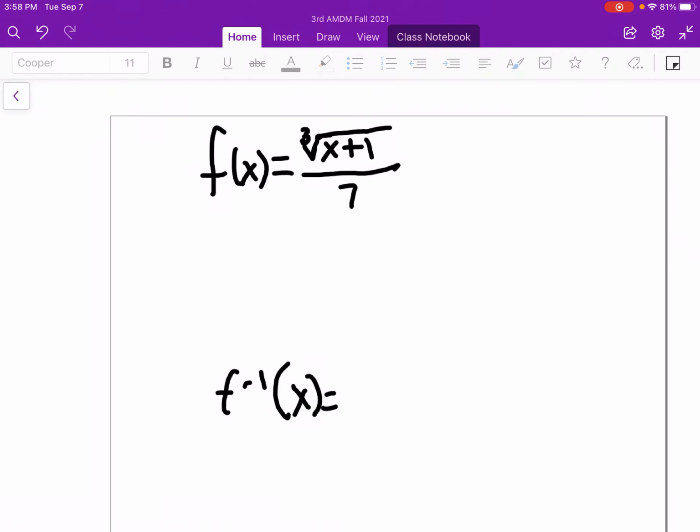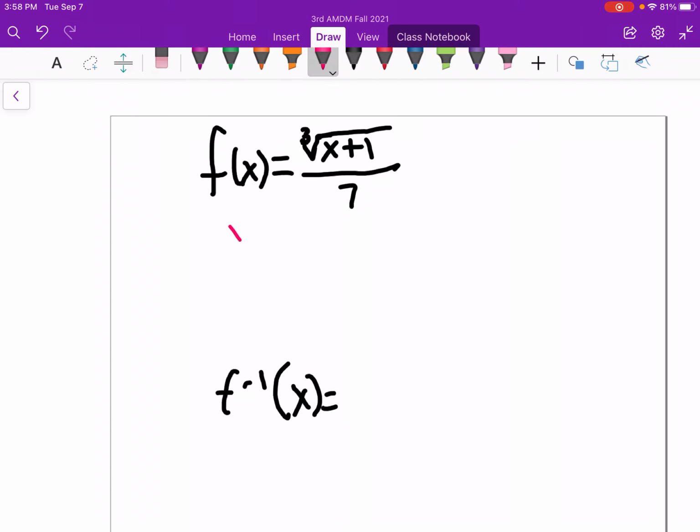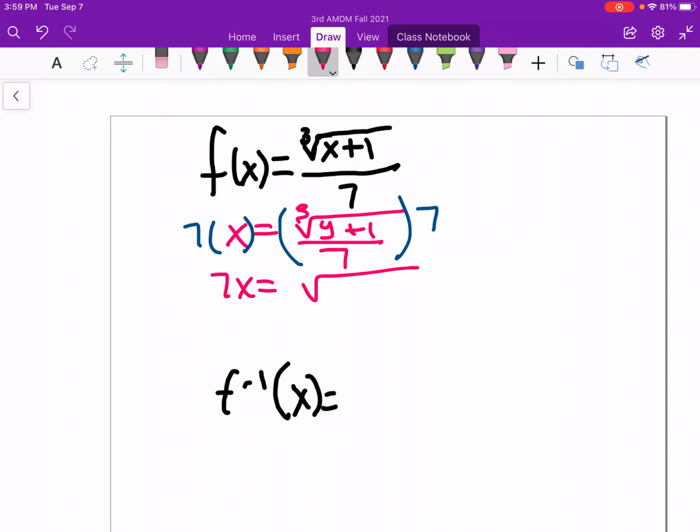Next, I have the cubed root of y plus 1 all over 7. So switch x and y. x equals the cubed root of y plus 1 all over 7. Sorry, not x plus 1, y plus 1. I'm going to get rid of that denominator first. Multiply both sides by 7. So I have 7x equals the cubed root of y plus 1.